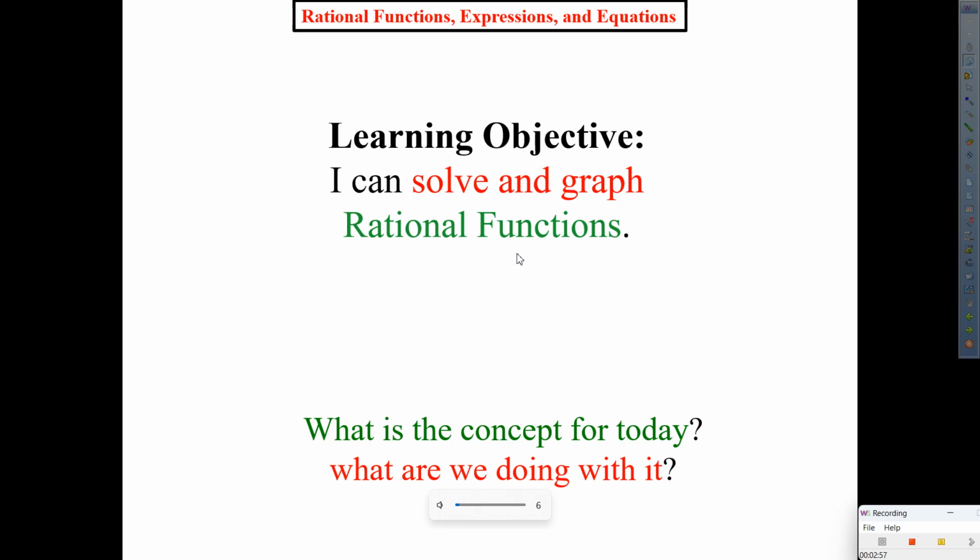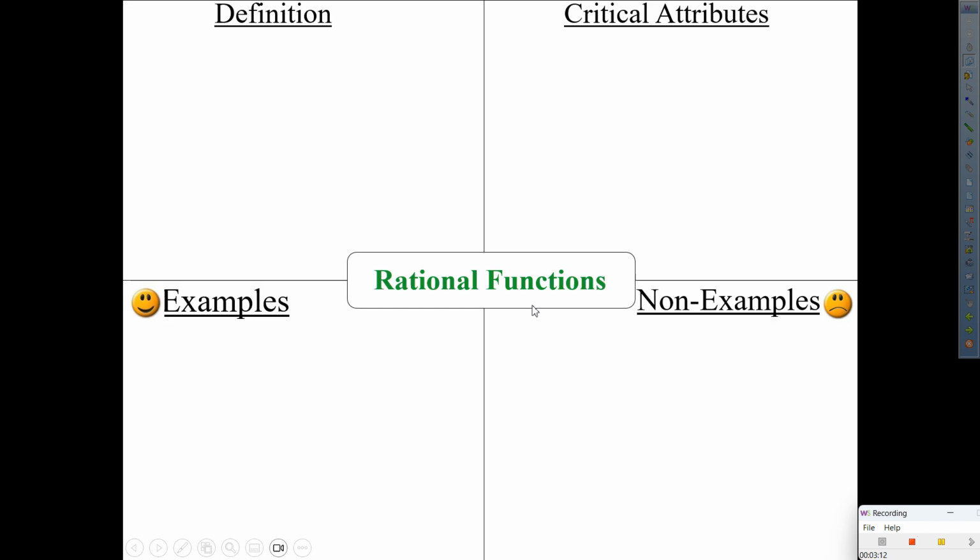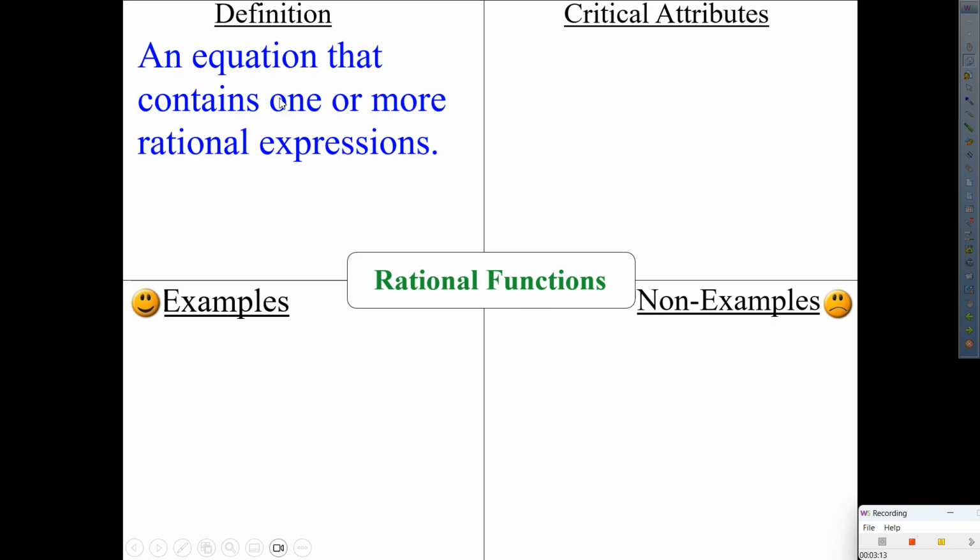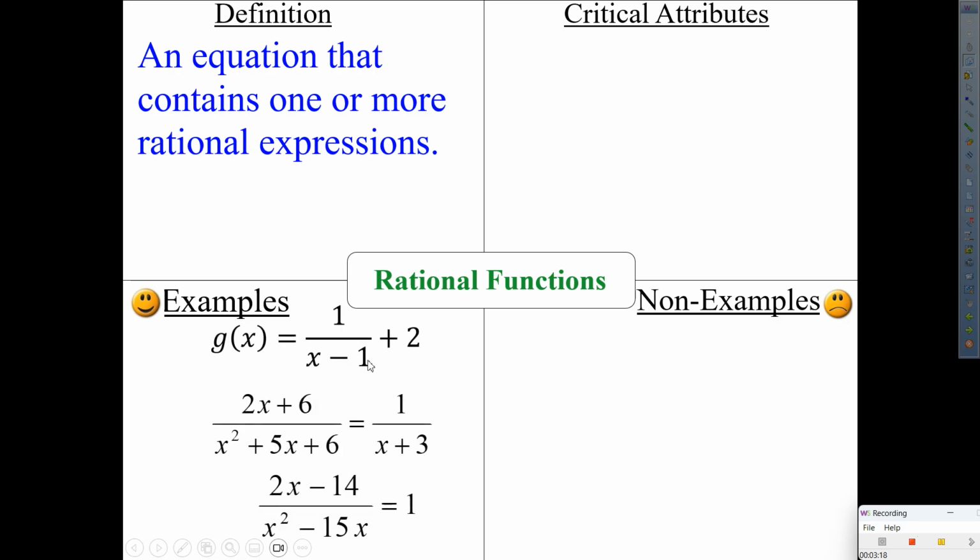So what are rational functions, everyone? Well, a rational function is an equation that contains one or more rational expressions. And I gave you guys these examples. Check this out. Is it an equation? Yes. Does it have at least one rational expression there? Yes, there it is. This one is an equation. It's got 2 rationals. Same here. All right, write these non-examples down.